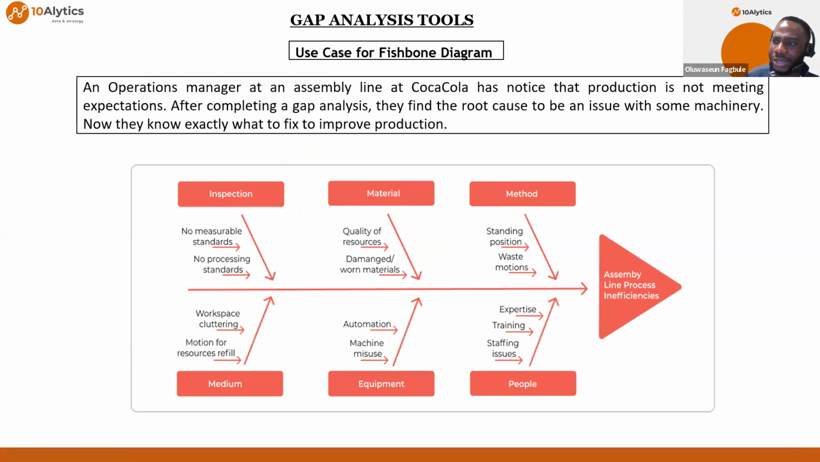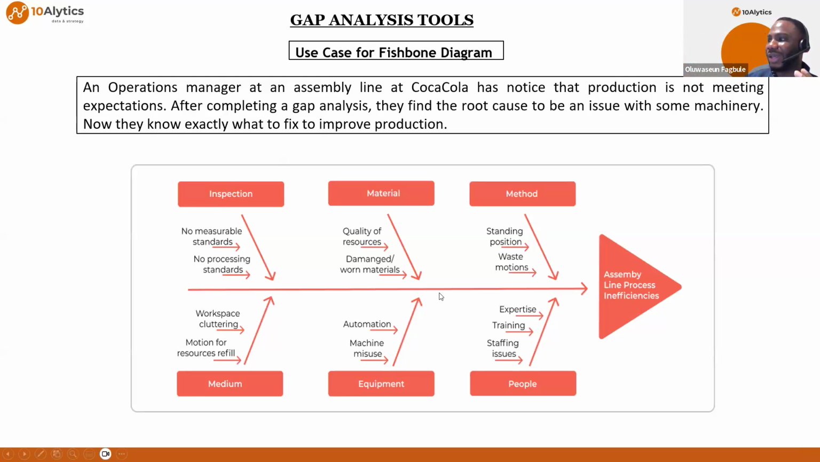We'll look at a case study quickly, to further drive that home, right? So we look at this use case. An operations manager at an assembly line in Coca-Cola has noticed that production is not meeting expectations, right? After completing a gap analysis, they find the root cause to be an issue with some machinery, and now they know exactly what to fix to improve production, right? I've had the opportunity to visit one of the Coca-Cola plants in Lagos, the one in Ikeja, at some point, and this was a problem that they had at the time, right?